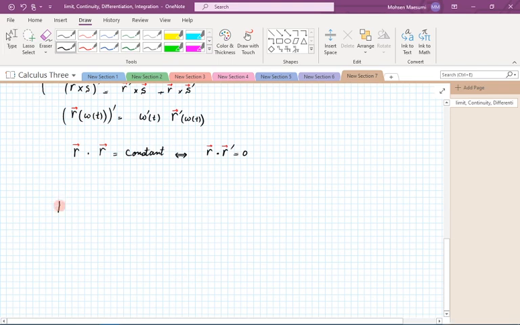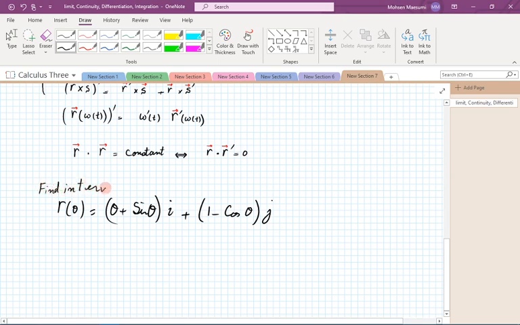It says, suppose r of theta is given as, say, theta plus sine of theta times i plus 1 minus cosine of theta times j, and it is asking you to find intervals on which the given function is smooth. So it doesn't have those peculiar looking corners and such.